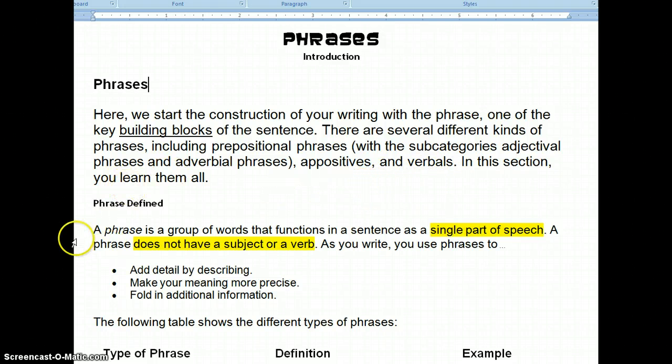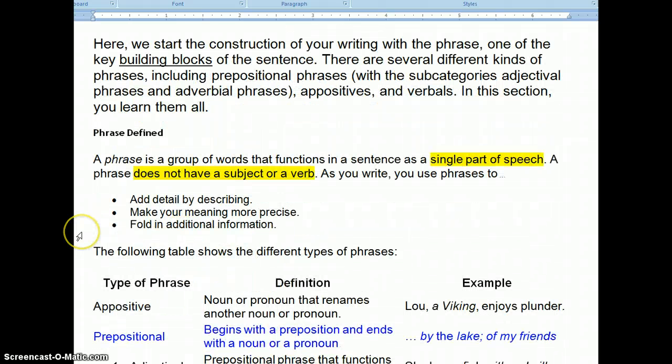So let's talk about the definition of a phrase. A phrase is a group of words that's going to function as one part of speech, or a single part of speech. And a phrase will not have both the subject and verb. It may have one or the other, but it won't have both.